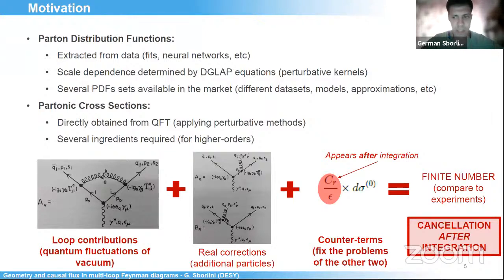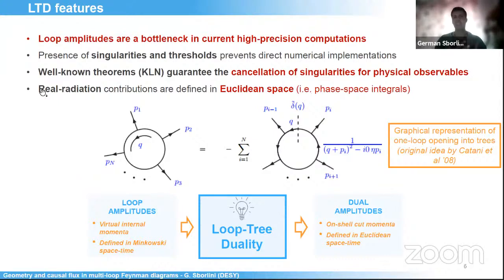And in the traditional approach, this cancellation takes place after integration, after integrating the loop integrals, after integrating the phase space, and of course, after adding the counterterms. So, what is the loop tree duality? Let's start to center into this technique.